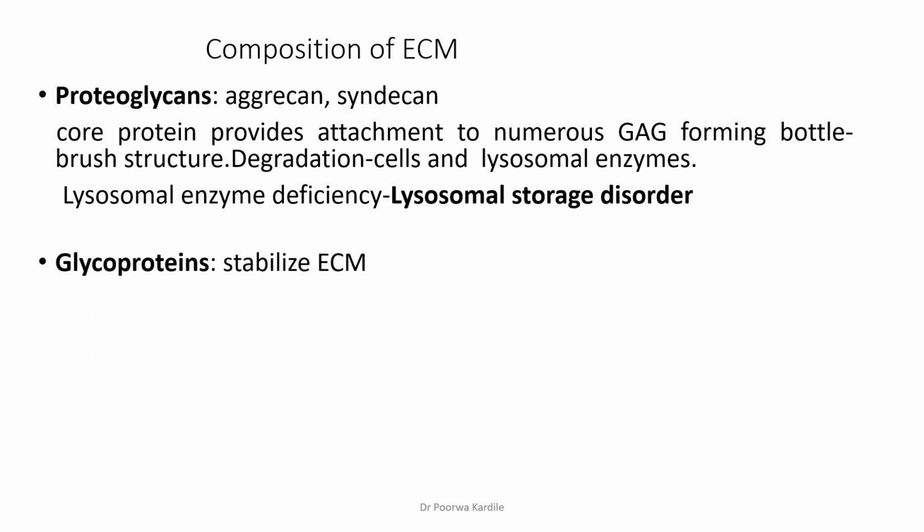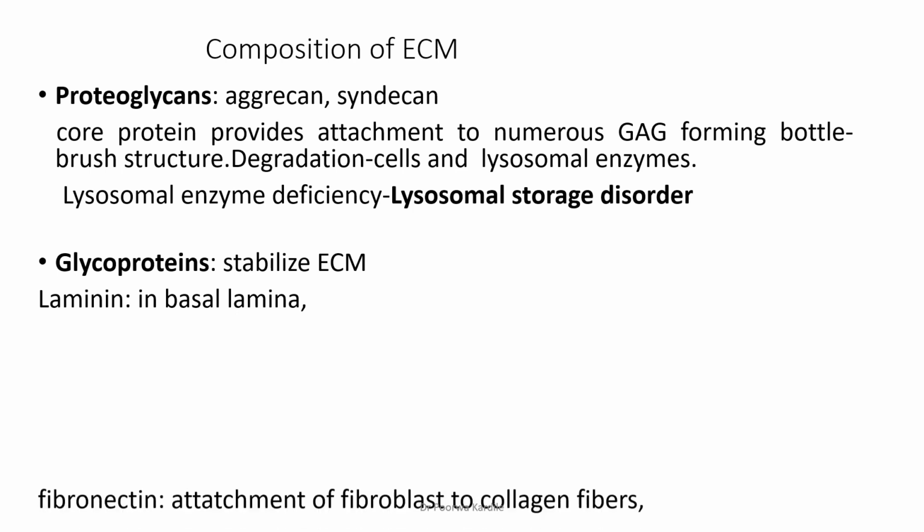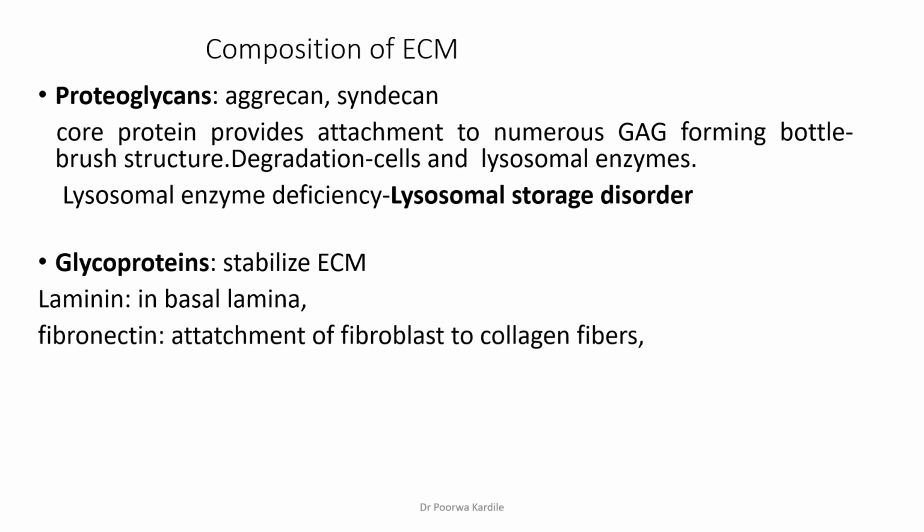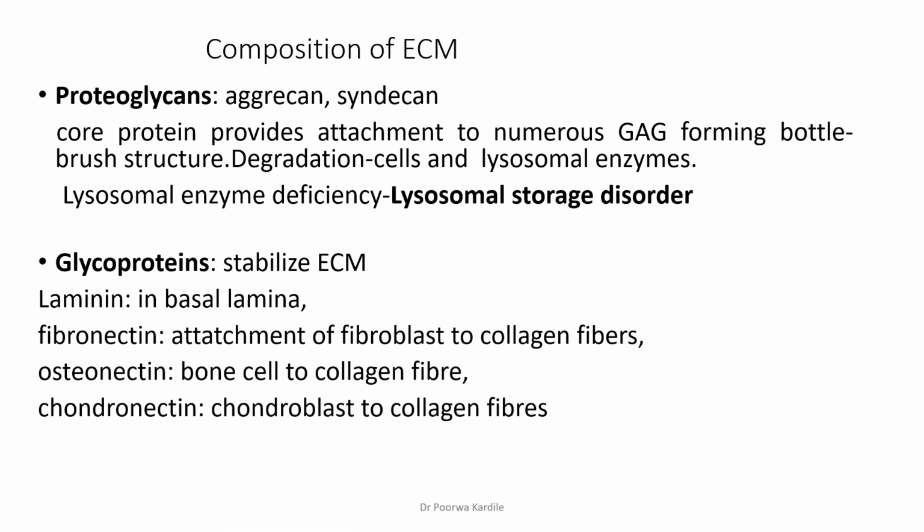The third composition is glycoproteins. They are mainly for stabilizing the extracellular matrix, and they include laminin. Laminin is the glycoprotein present in the basal lamina. Then fibronectin provides attachment of fibroblasts to collagen fibers. Osteonectin provides attachment of bone cells to the collagen fibers. Chondronectin provides attachment of chondroblasts to the collagen fibers. Then we also have integrin and tenascin. So these are all glycoproteins.